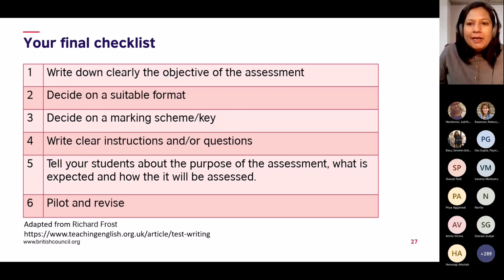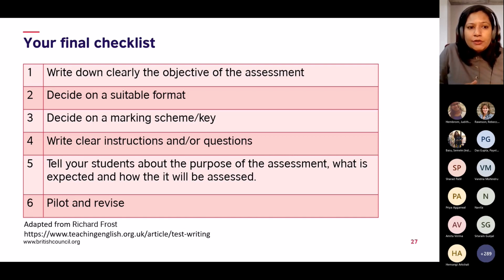Just a final checklist for you all to take away. We looked at principles, we looked at the two different skills, and when we bring those principles into practice, here is a final checklist of very simple points that we could keep in mind. Write down clearly the objective of the assessment, decide on a suitable format or a task type, decide on a marking scheme. This is something we did not deal with today in the webinar, but marking scheme and feedback, especially for large classes, is quite tricky.